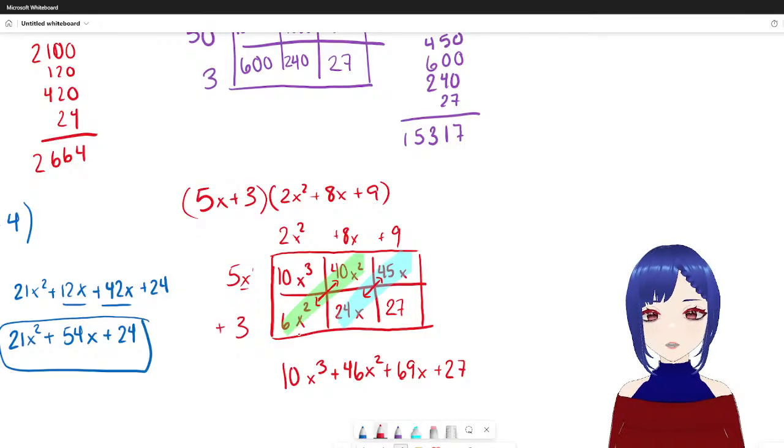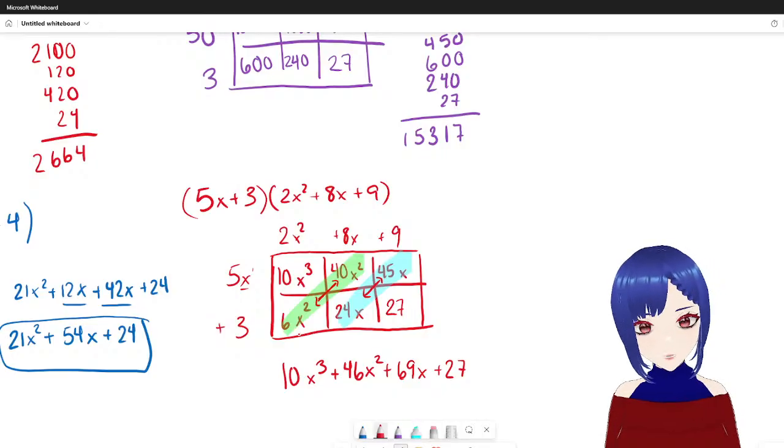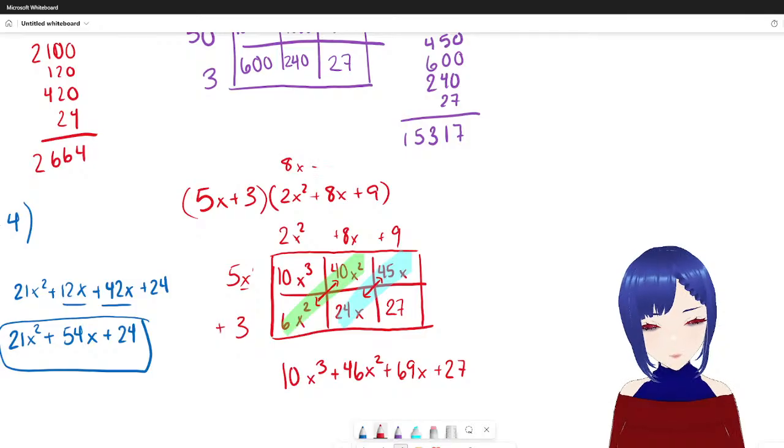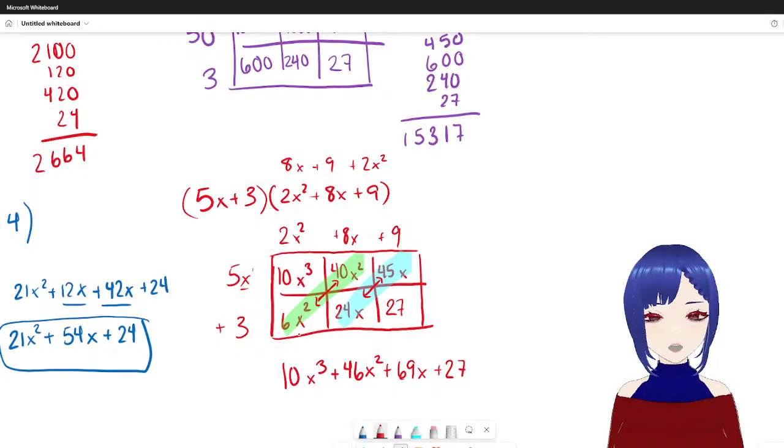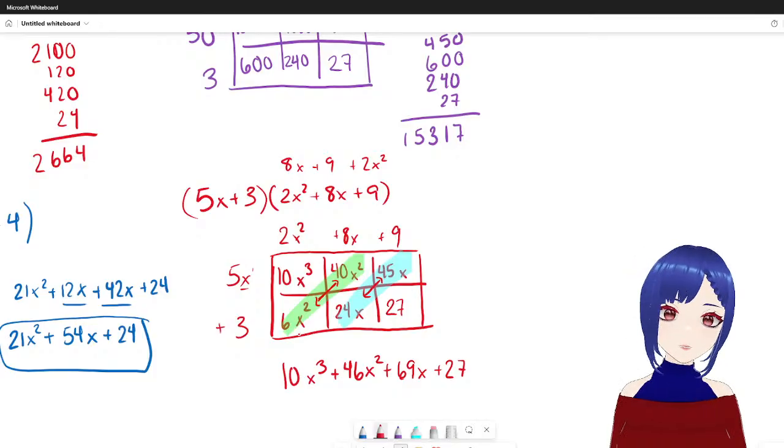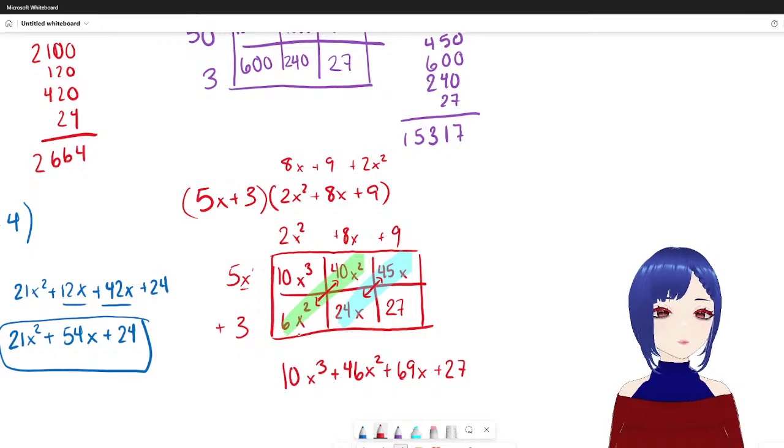Now, if your original polynomials aren't already in order, so you'll notice I wrote it in descending order because that's the standard way to write them. So if I had instead started with 8x plus 9 plus 2x squared, then that might not work. But a good way, if you're going to do the box method, is to fix it so that it's in descending order before you do it, because it'll make it a little bit easier to work on.